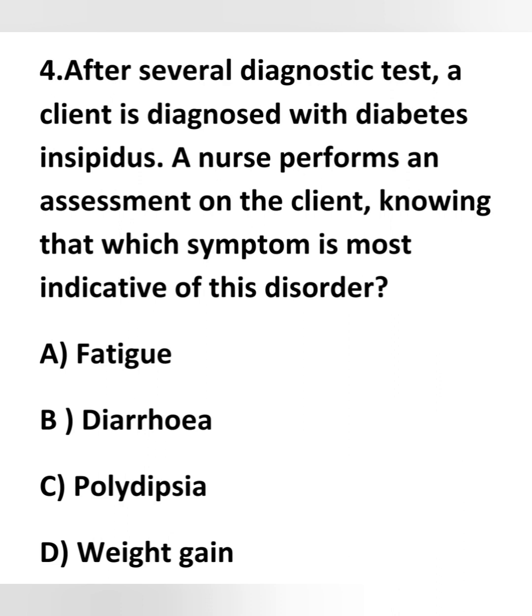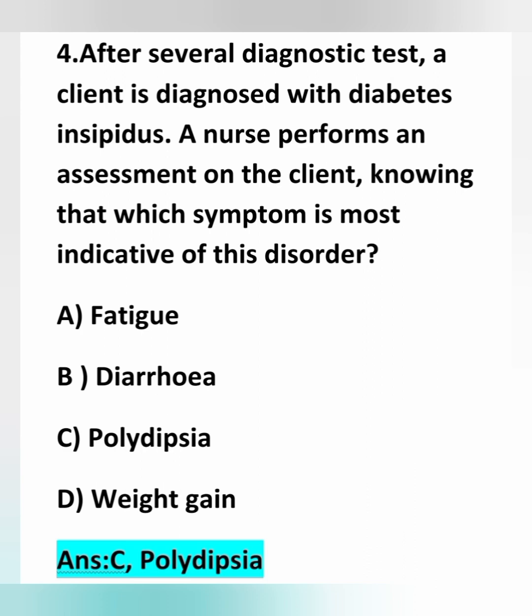Diabetes insipidus is characterized by hyposecretion of antidiuretic hormone, that is ADH. Hyposecretion of ADH causes diabetes insipidus, and the kidney tubules fail to reabsorb water. The classical symptoms include polydipsia and polyuria. Our option polydipsia is there, so option C, polydipsia, is correct here, and polyuria is also one of the classical symptoms.